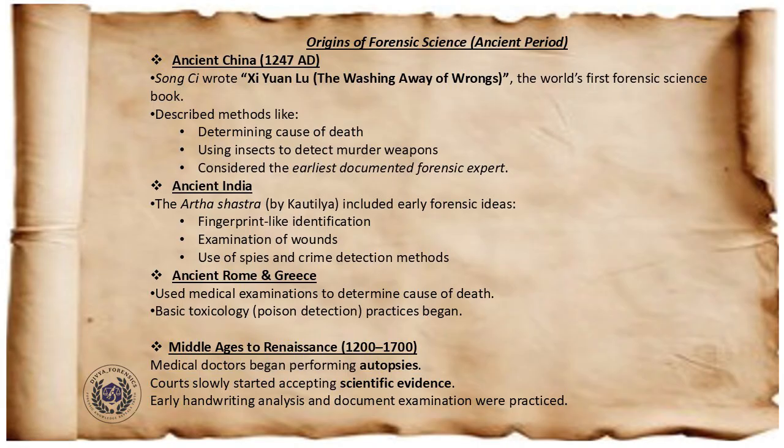In the Middle Ages to the Renaissance, 1200 to 1700, important developments in forensic science had begun. Doctors began doing autopsies. Courts slowly accepted scientific evidence. Early document examination was started. This was the beginning of applying science to crime.